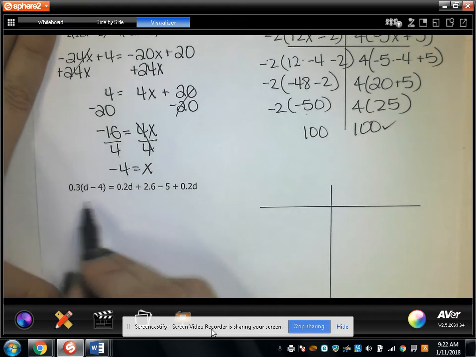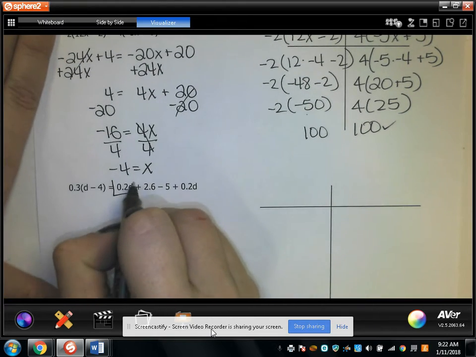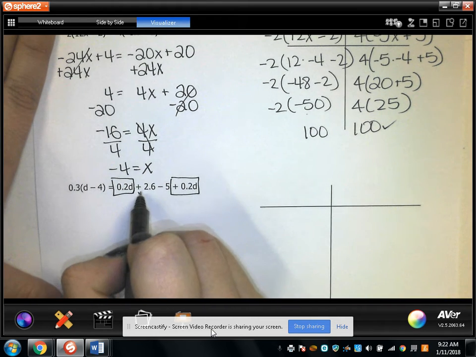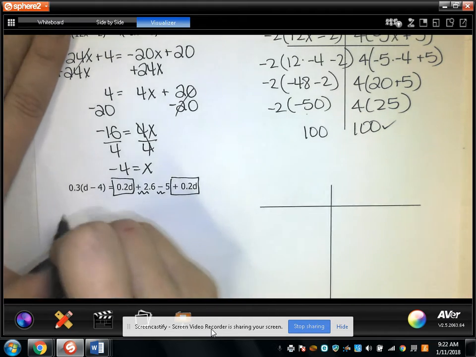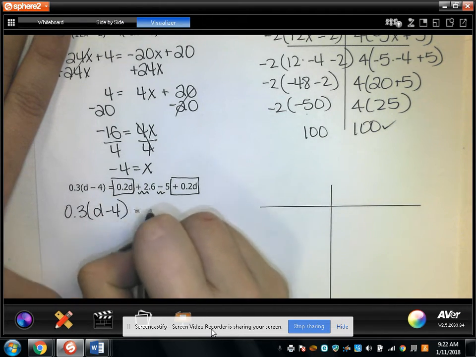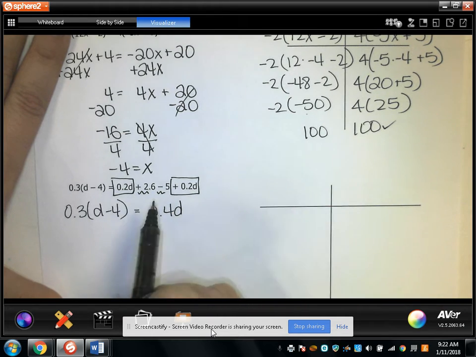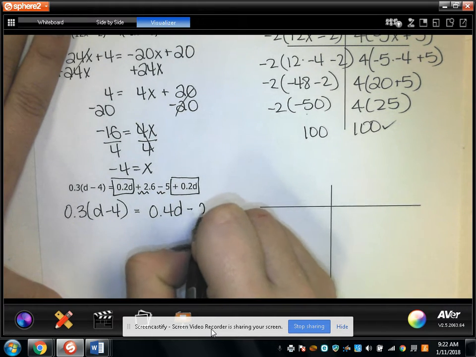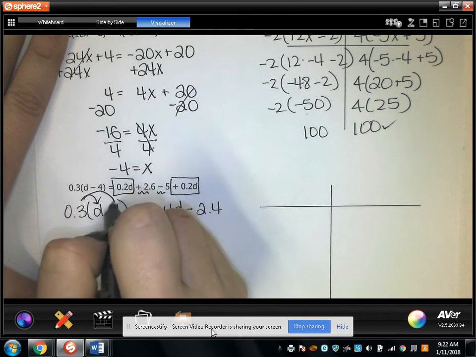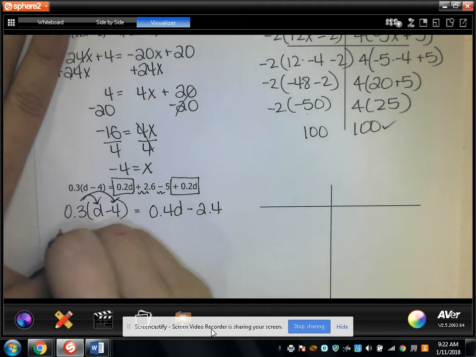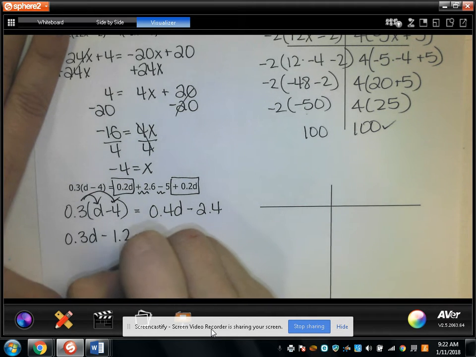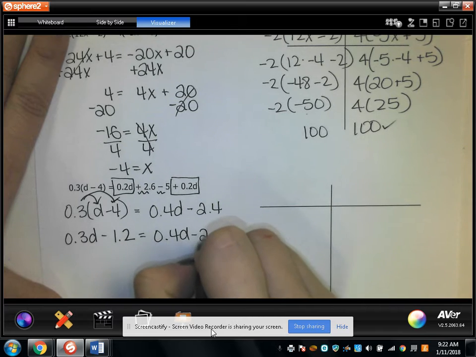All right, and for my last one, I know it looks scary, and the reason why it looks scary is because it's so long. So what I'm going to do is combine my like terms, and I'm going to combine these constants right here. So I'm going to rewrite it as 0.3 parentheses d minus 4 end parentheses equals 0.4d, and then when I combine these, I get negative 2.4. Next, I'm going to distribute my 0.3 to get rid of my parentheses. So I'll have 0.3d minus 1.2 equals 0.4d minus 2.4.